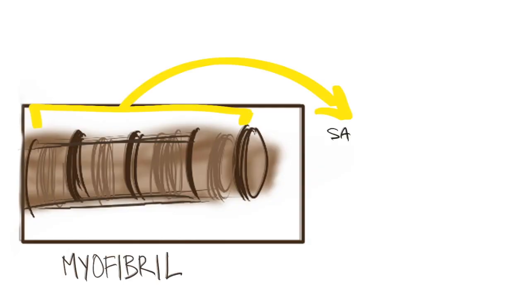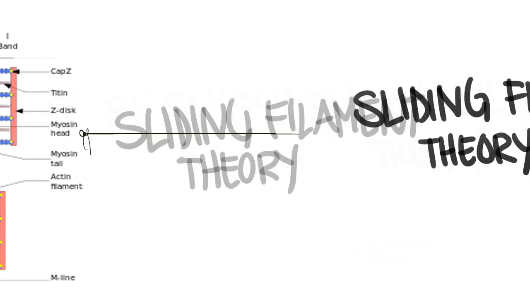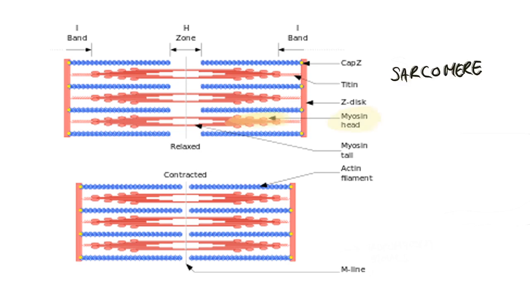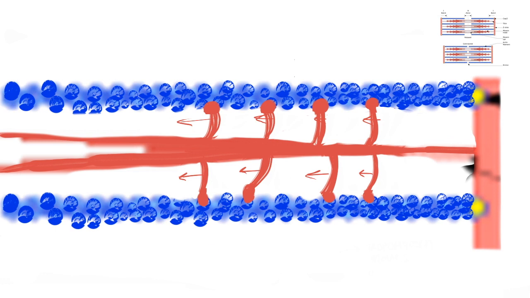Next we have the sarcomere. This is a long fibrous filament that contains actin and myosin proteins. Now let's go over the sliding filament theory. Essentially, the diagram here is a close-up of the sarcomere. Within the sarcomere, there is the myosin and actin. In order to flex the muscle, the myosin must grab onto the actin and move it.